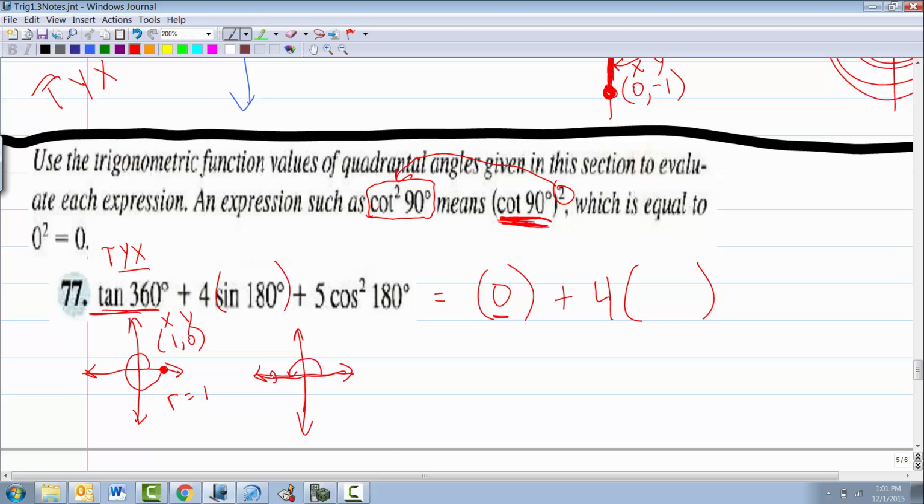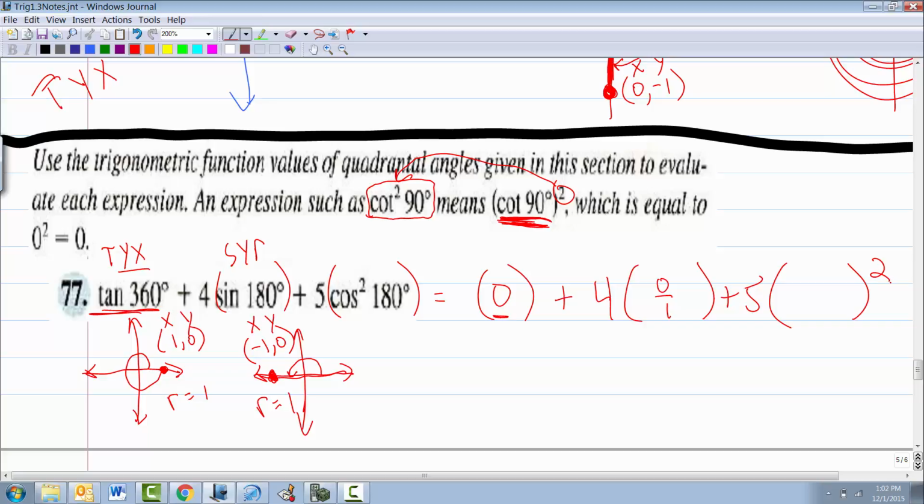By the way, this is 180. What is that coordinate? Negative 1, 0. What's r? x, y. What's sine? Sine is y over r. So what is sine? 0 over 1, which is 0. And then plus 5 times whatever the cosine of 180 is, squared.